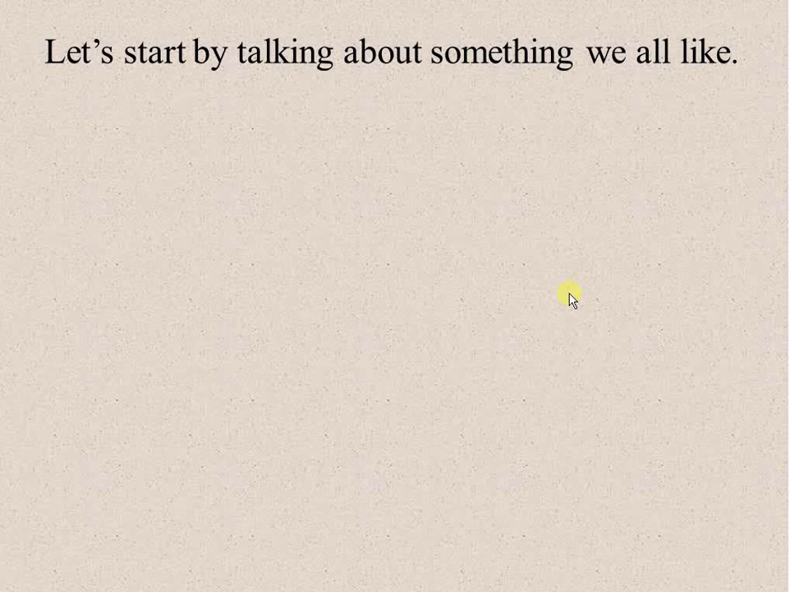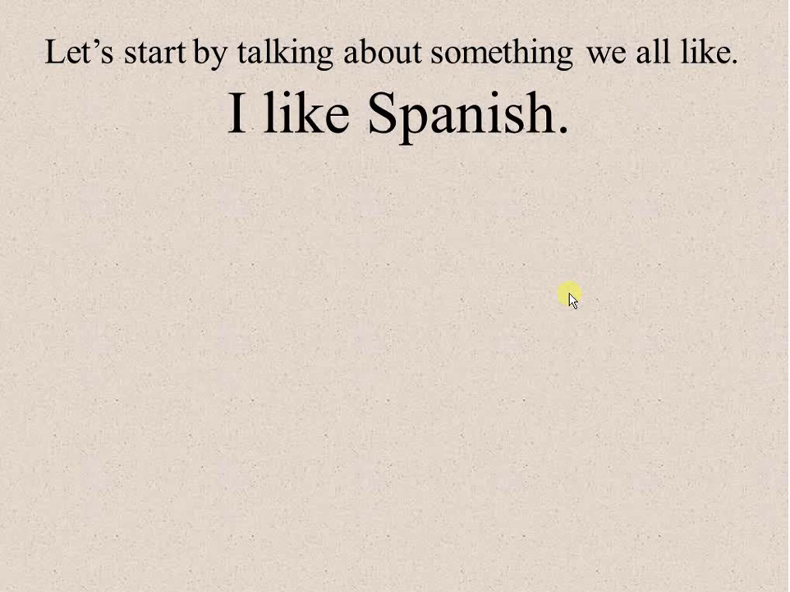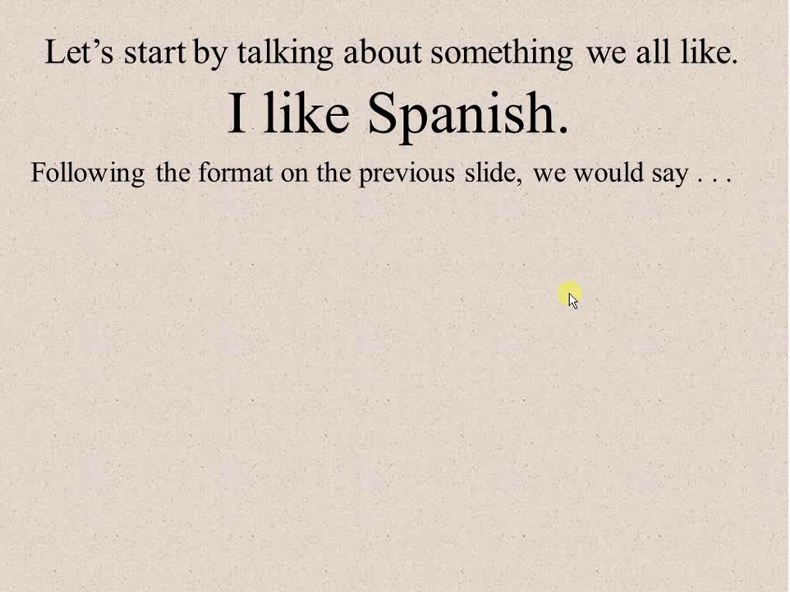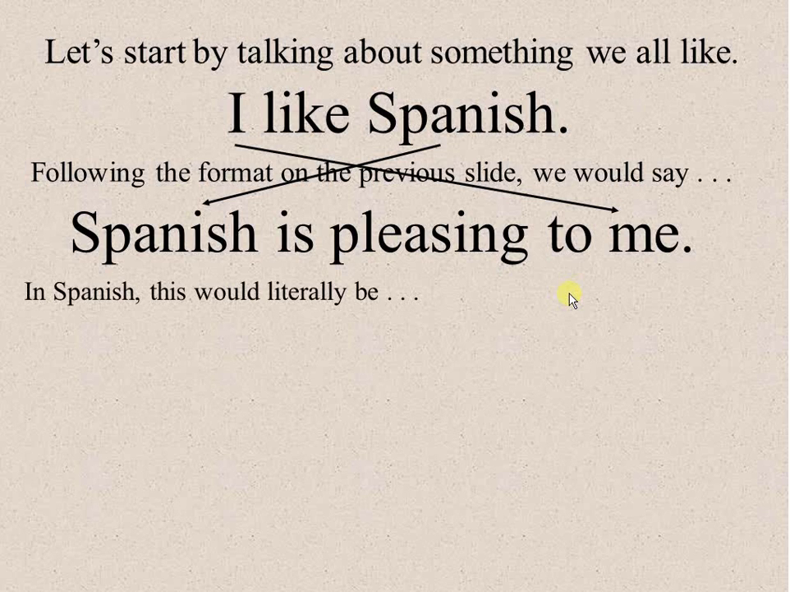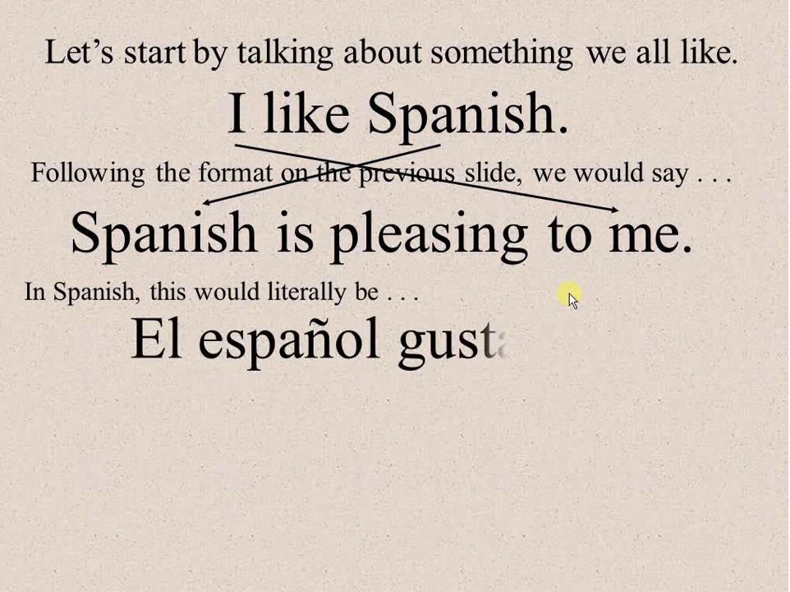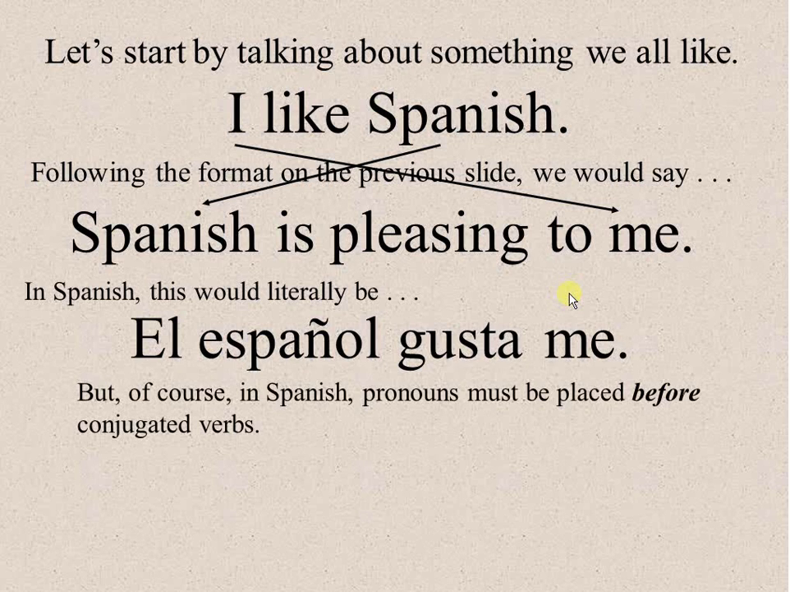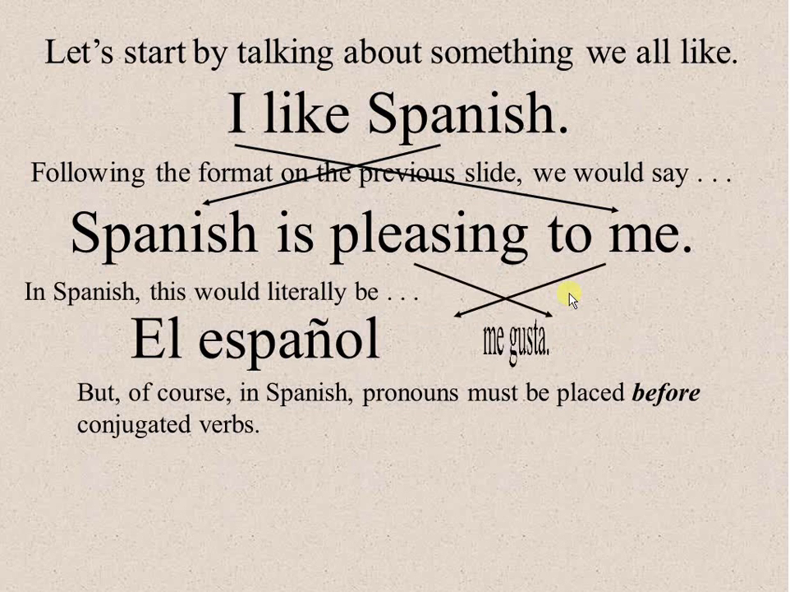Let's start by talking about something we all like. I like Spanish. Following the format of the previous slide, we would say, Spanish is pleasing to me. In Spanish, this would literally be, el español gusta me. But of course, in Spanish, pronouns must be placed before conjugated verbs. So, you'd say, el español me gusta.